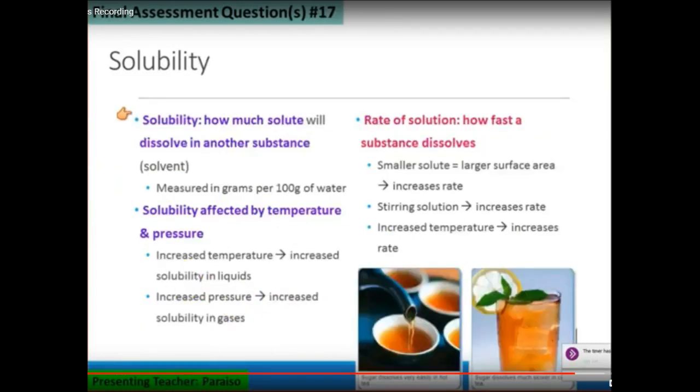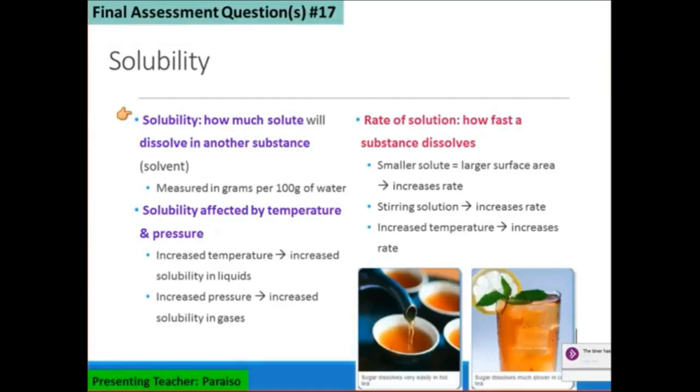Okay, so we're thinking about solutions and the solvent and the solutes. How much solute will dissolve into the solvent is called solubility. And this is measured in grams per 100 grams of water. Okay, and this is affected by temperature and pressure. So if you increase the temperature of the solution, you're going to increase that solubility.